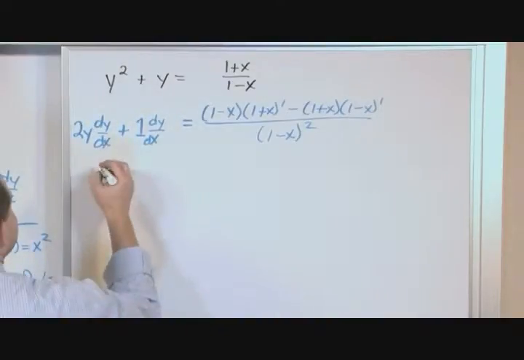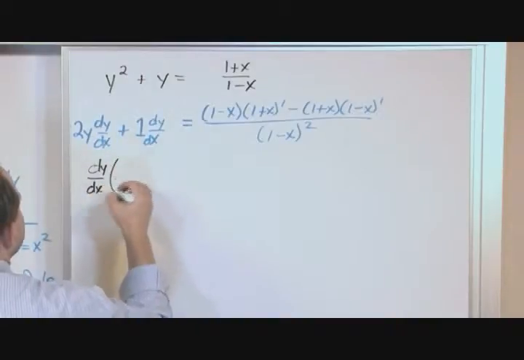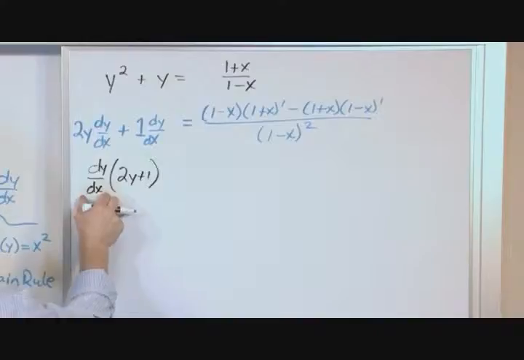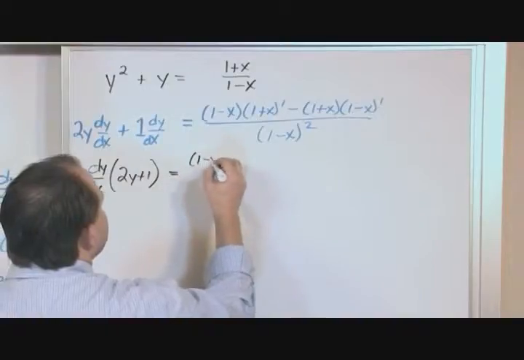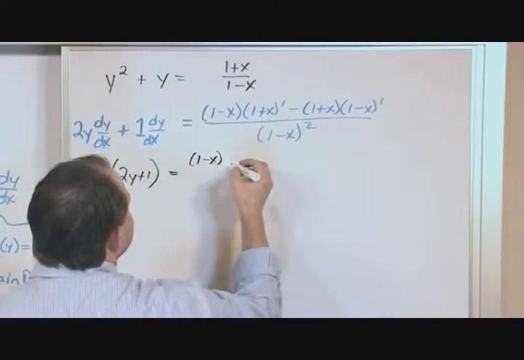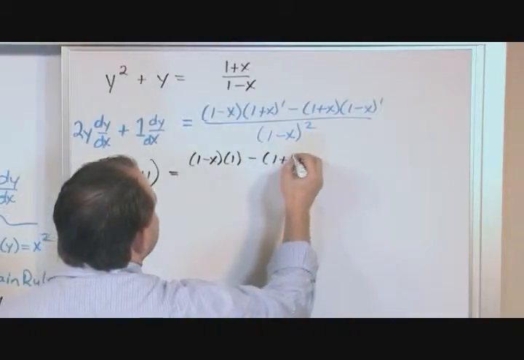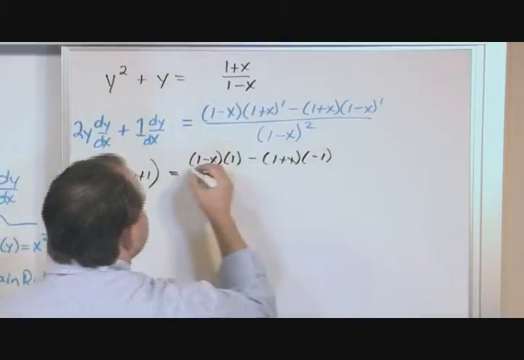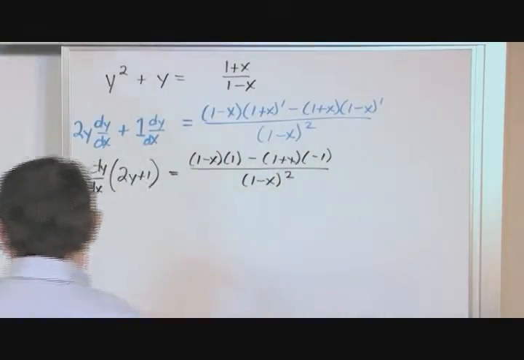So let's factor this guy out. We'll have a dy dx, and on the inside, we'll have a 2y plus 1. The reason we're factoring it out is because we want to solve for dy dx. That's what we're trying to find. And on the right-hand side, we'll have 1 minus x times the derivative of 1 plus x, which is 1, minus 1 plus x times the derivative of 1 minus x, which is negative 1. And on the bottom, we're just going to have 1 minus x squared.